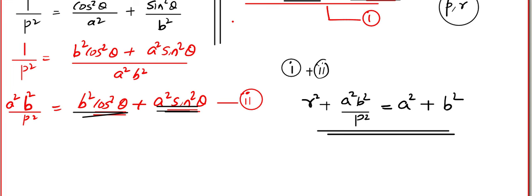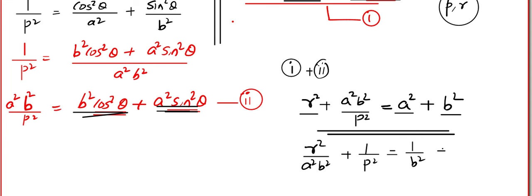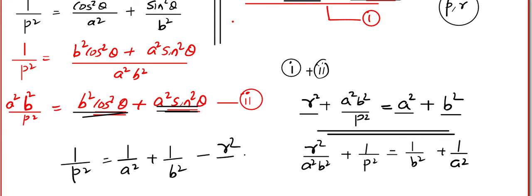Look at this. If you want, you can divide throughout by a square b square. If you want to see the other form, look, r square by a square b square plus 1 by p square equal to a square by a square b square gives you this and this. See, the same equation we derived earlier: 1 by a square plus 1 by b square minus r square by a square b square.